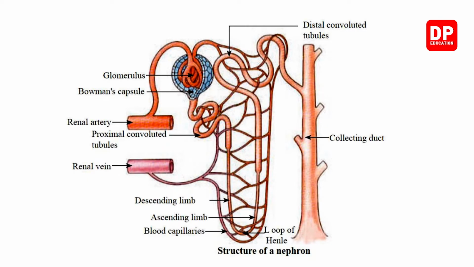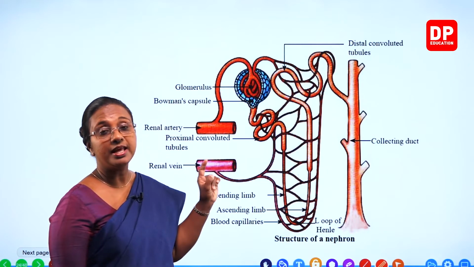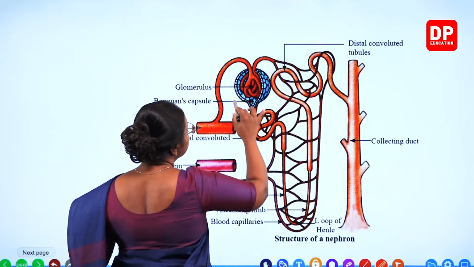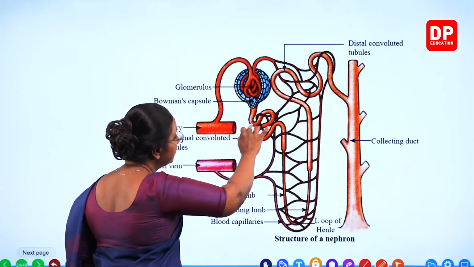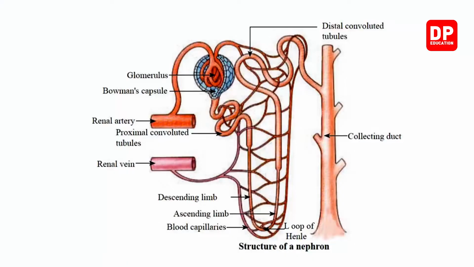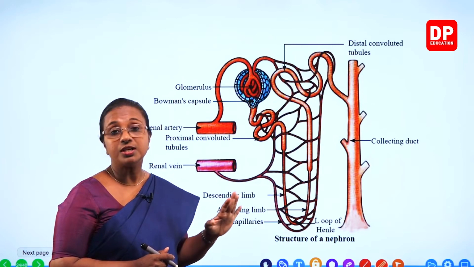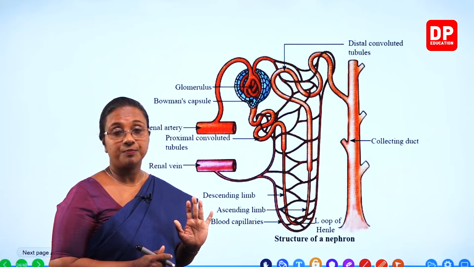You all know the renal artery. Through that the blood is given to the glomerulus. Then the afferent arteriole. Then you have the efferent arteriole coming out of the glomerulus. Here there is ultrafiltration taking place and substances are filtered into the Bowman's capsule from blood. You have to remember the plasma proteins and the blood cells do not get filtered in a healthy person's nephron.